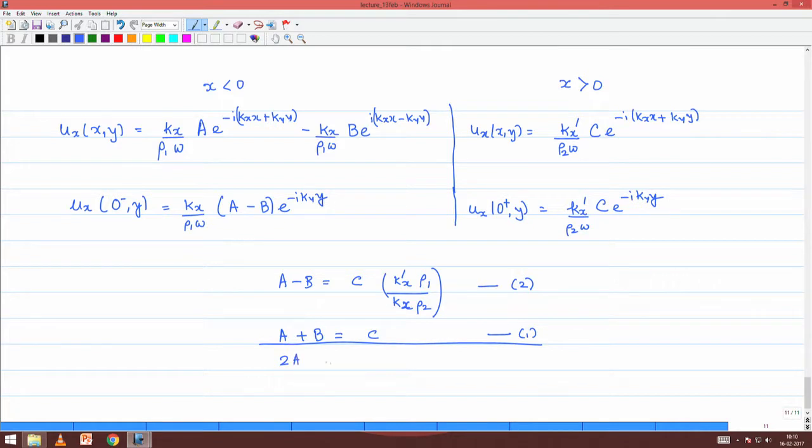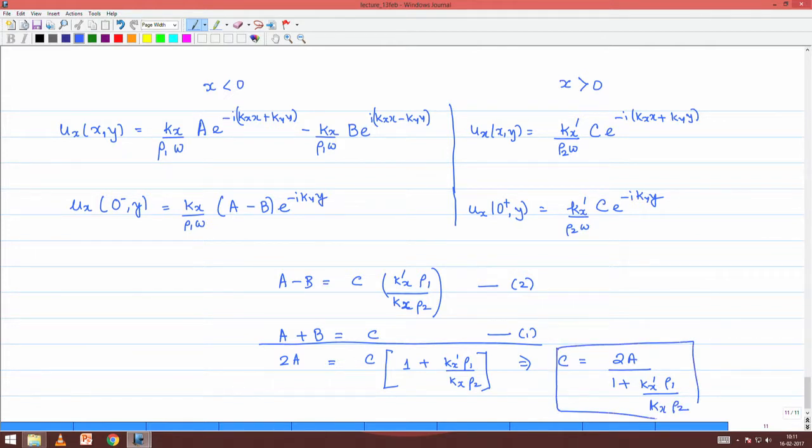So, that reads as 2a is equal to c into (1 plus kx' rho 1 divided by kx rho 2). So, that implies c is 2a divided by (1 plus kx' rho 1 divided by kx rho 2). So, this is how we get the transmitted wave amplitude in terms of the incident wave amplitude.